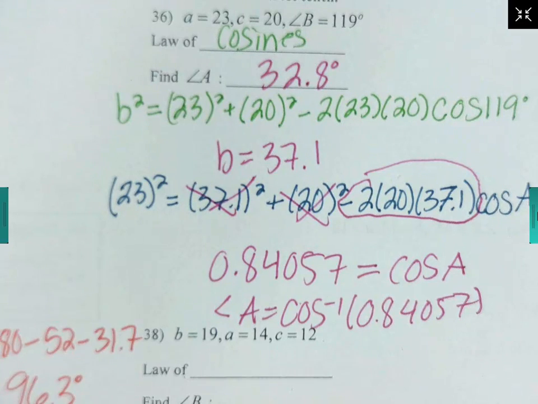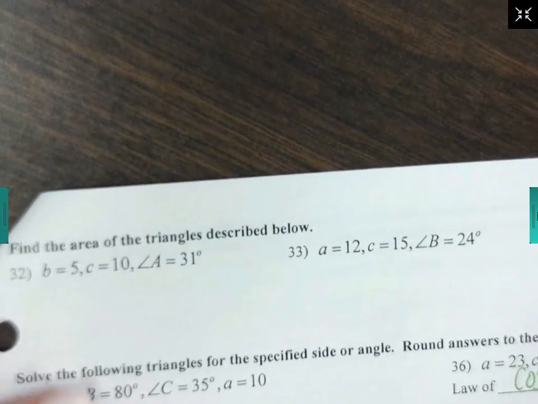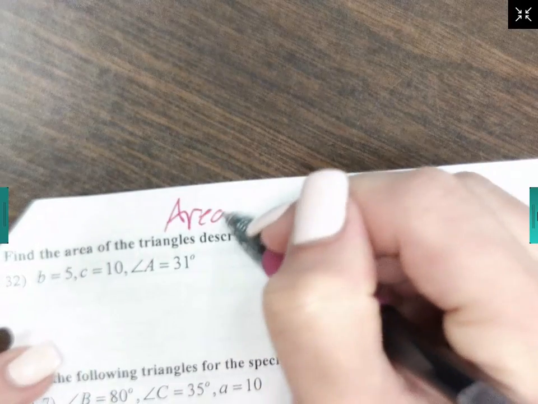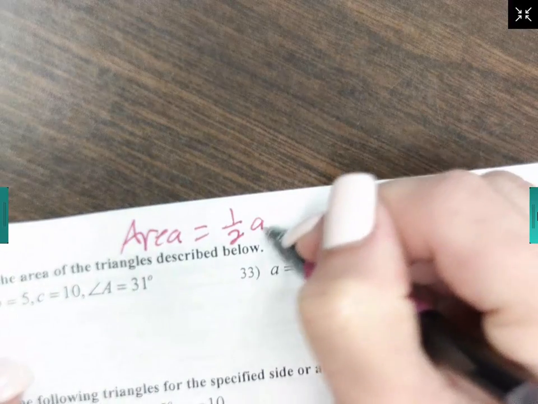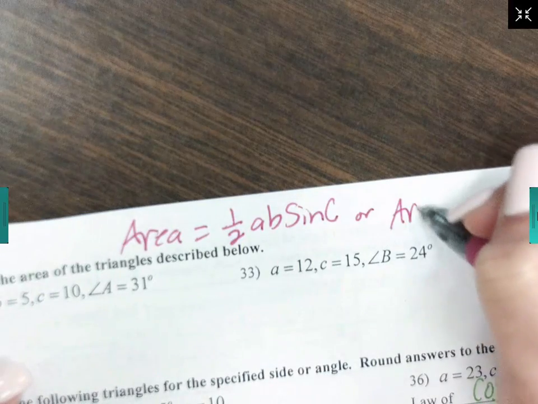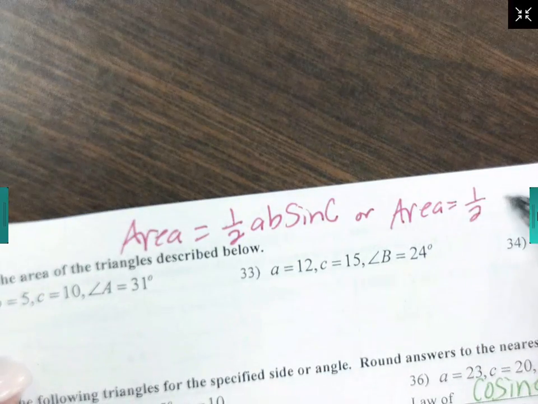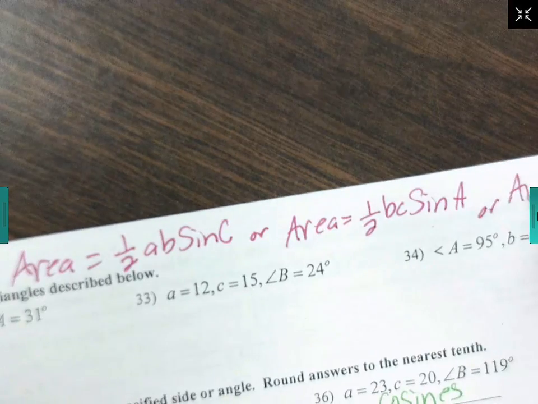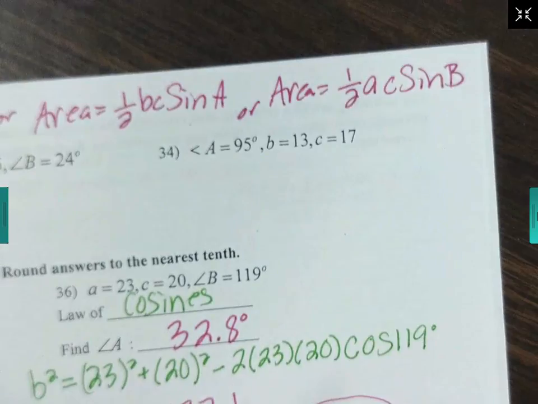Questions? All right, any other questions on 32 through 40? Can I write up here while we're on these formulas? Remember the area, it's just 1/2 AB times the sine of C, or area equals 1/2 BC times the sine of A, or area equals 1/2 AC times the sine of B. And all three of these are the same.